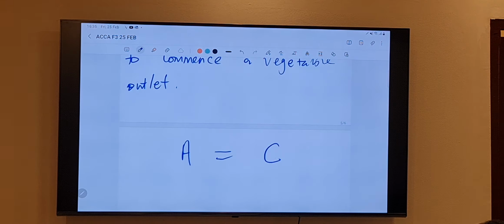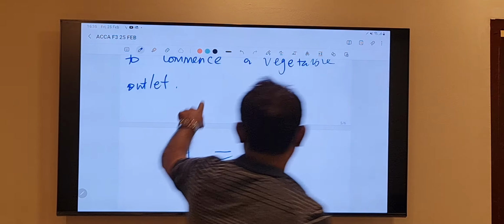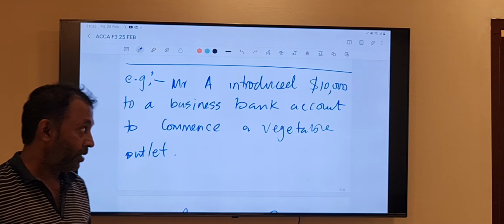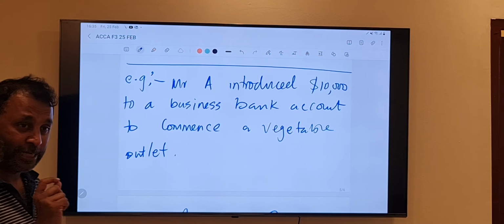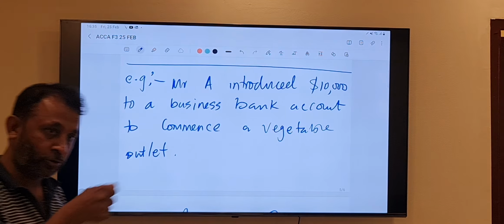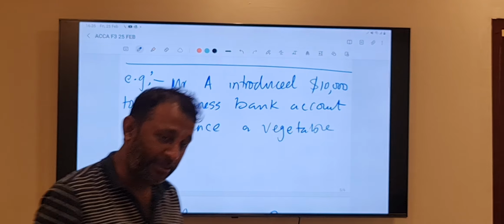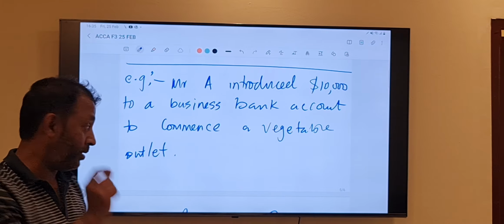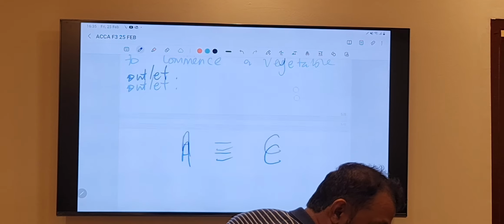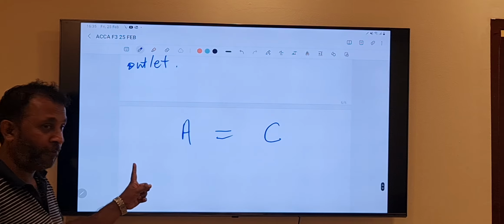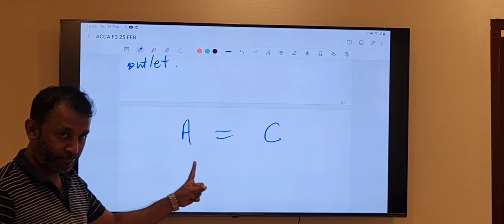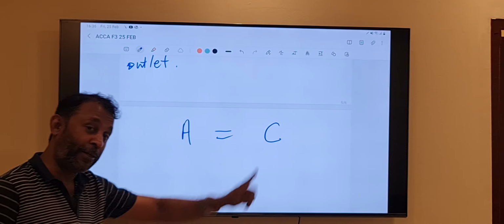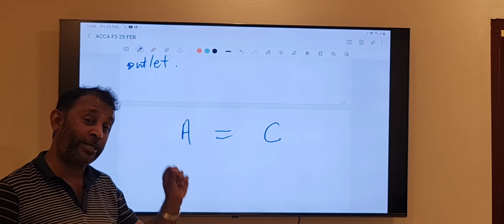Asset is equal to capital. And then I need, what is the asset you have in this example? Cash. Cash where? Cash at bank. So this gentleman has gone to the bank and deposited 10,000 and he wanted to start the vegetable outlet. So under asset, the type of asset you have is cash at bank is equal to how much? 10,000 and then equal sign capital how much? 10,000. Capital, who's the owner's capital?